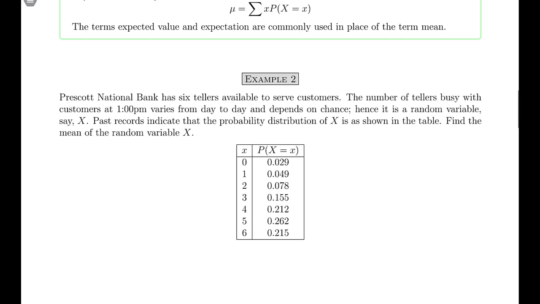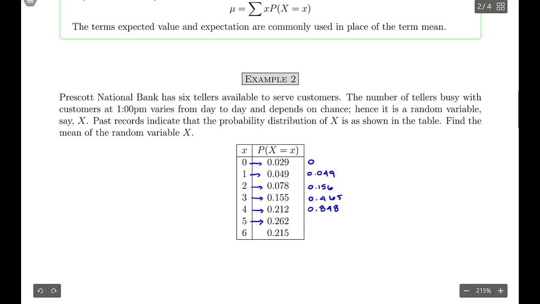This all happens at 1 o'clock. On one day, somebody shows up and notices there are 0 tellers busy. Another given day, they show up at 1 o'clock and there's 1. Another day, there's 2. Another day, there's 3, and so on. These probabilities have been computed for us. To find the mean of this random variable, we multiply 0 times 0.029, which is 0. Then 1 times 0.049, 2 times 0.078, and we get 0.156. 3 times 0.155, we get 0.465, then 0.848, 1.310, and 1.290.